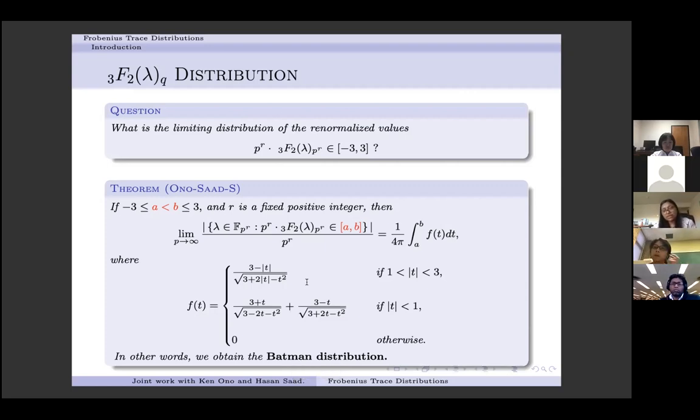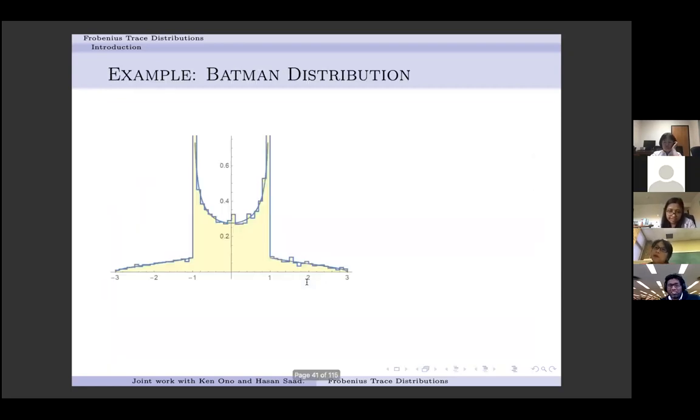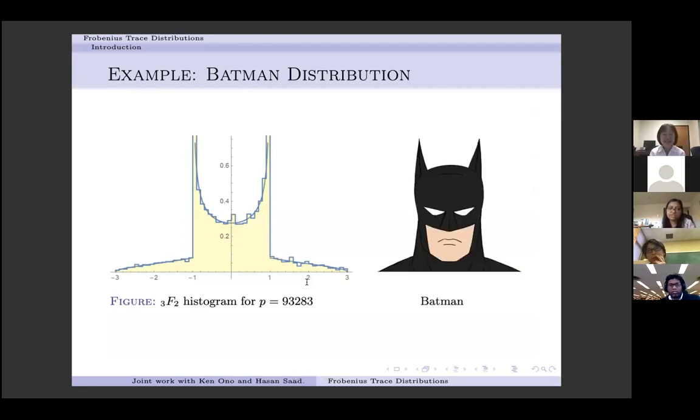So why do we call this the Batman distribution? It will be clarified from our next slide. If we consider this histogram of the 3F2 values, then this histogram looks like Batman. That's why we call the distribution the Batman distribution.